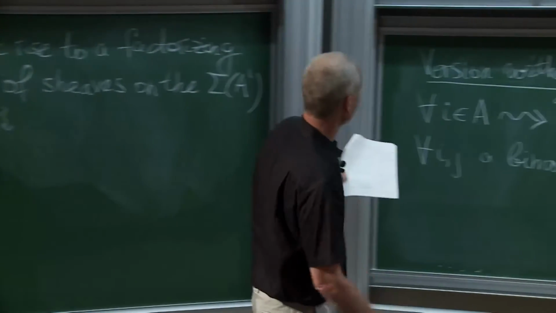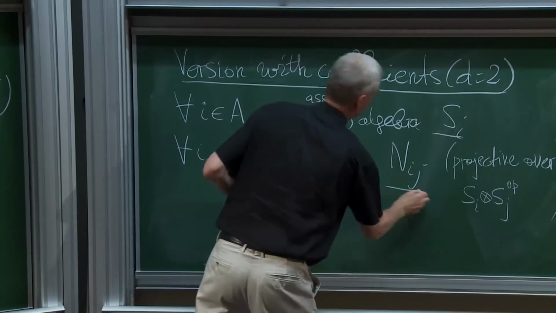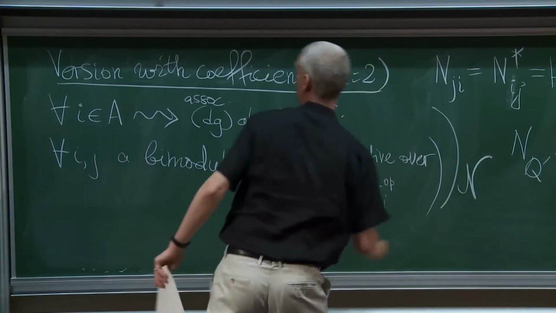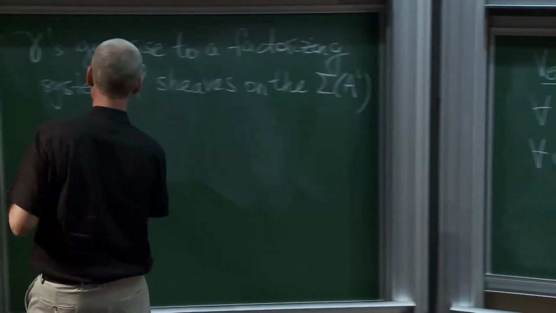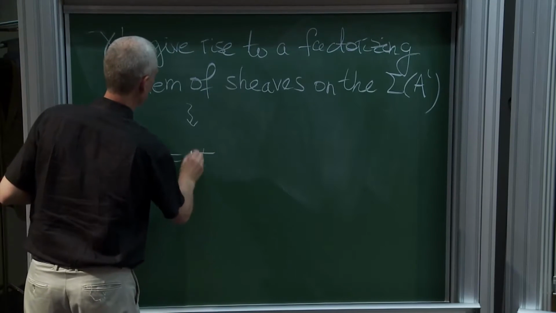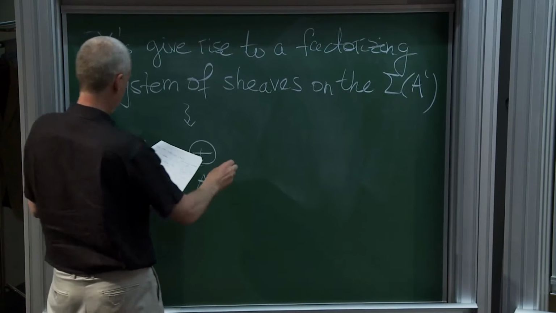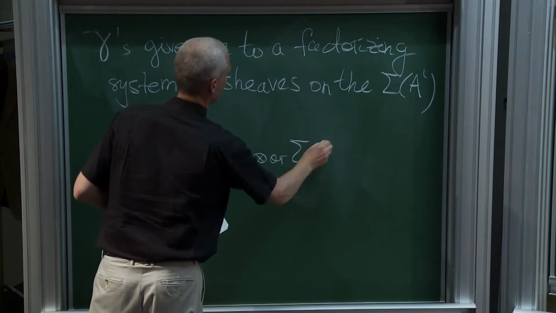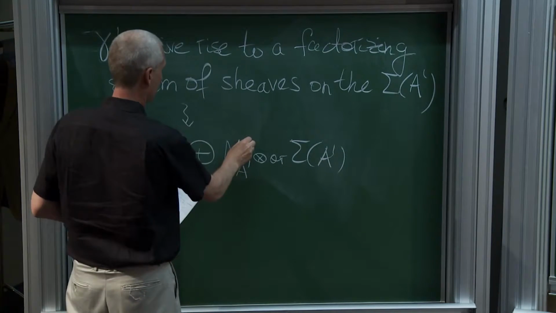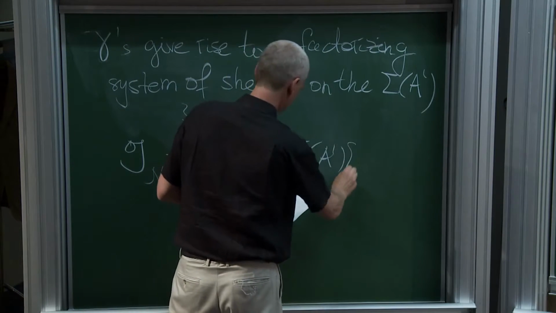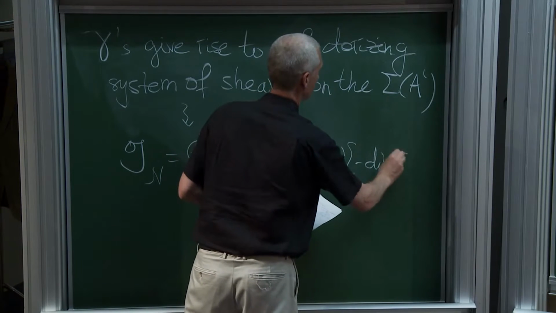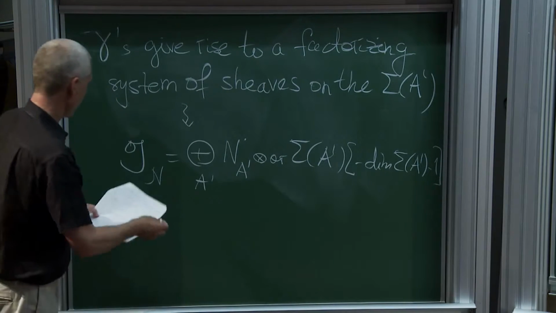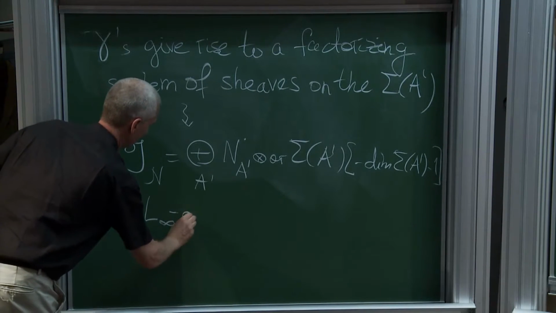And this, again by the same formalism, gives rise to an algebra which now will depend on this data. Let me call this data just by one n. It's called G_n. It will be the direct sum over A prime of n(A prime) tensor sigma of A prime. So this is a complex, right? Shifted by minus dim sigma of A prime minus 1. Again, it is a nilpotent L infinity algebra.